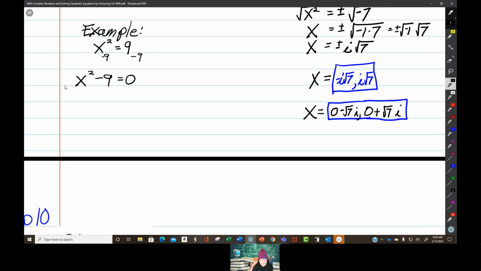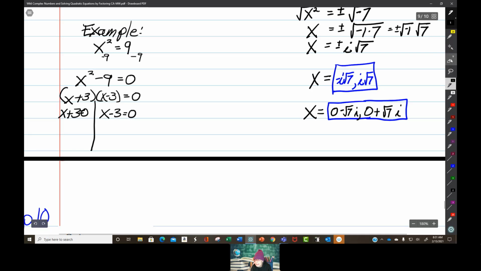Now, I can factor this by the difference of two squares. So I'll have x plus 3 times x minus 3 equals 0. And I set each factor equal to 0. X plus 3 equals 0. And x minus 3 equals 0. Let me clean that up.